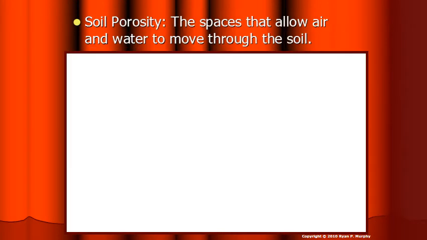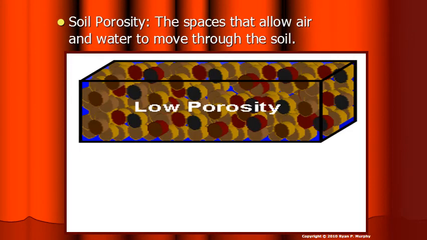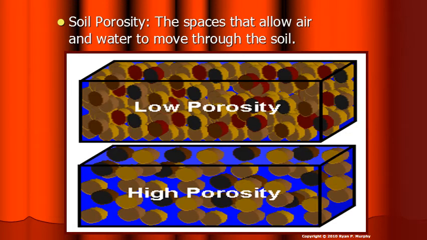And that has a lot to do with the porosity of the soil. If you think of the pores that you have in your skin, well, those are the little holes, right? So porosity is the spaces that allow air and water to move through. These are the holes in between the sediments. So this would be low porosity. This would be high porosity.